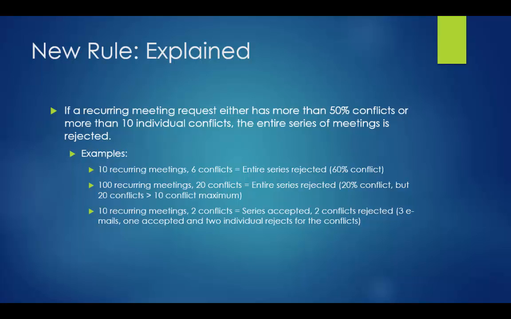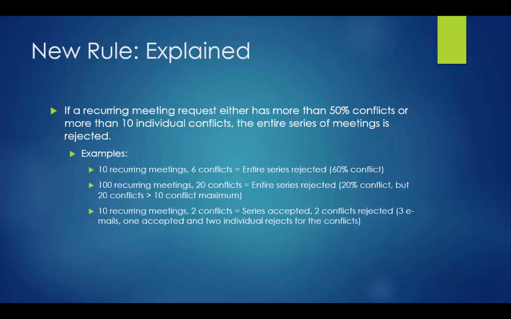If a recurring meeting request either has more than 50% of conflicts or more than 10 individual conflicts, the entire series of meetings is rejected. For example, if there are 10 recurring meetings with 6 conflicts, the entire series is rejected. It's 60% of conflicts, which is greater than the 50% threshold. If there are 100 recurring meetings and 20 conflicts, the entire series is rejected. It's only a 20% conflict, but there are 20 conflicts, which is greater than the 10 conflict maximum.